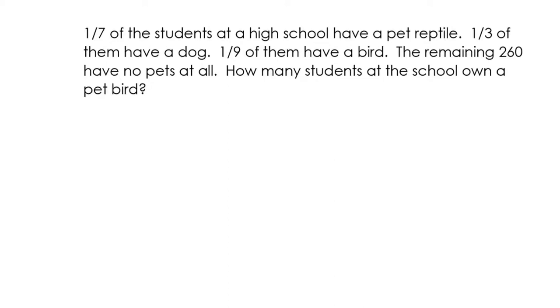So here we're talking about a bunch of students, a total number of students. On this type of comparative word problem, internally we call these comparative grouping questions, but here you want to make the total x. And the ones that have a reptile, we can call them 1/7 of the total. The ones that have a dog, we can call them 1/3 of the total. And the ones that have a bird, we can call them 1/9 of the total.